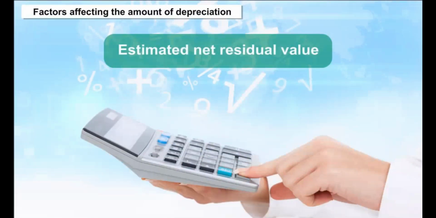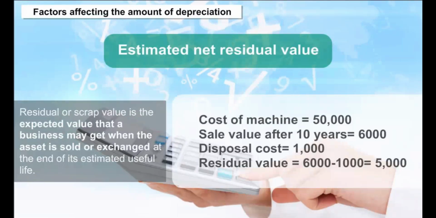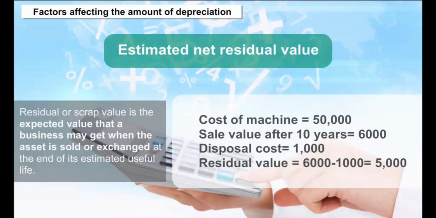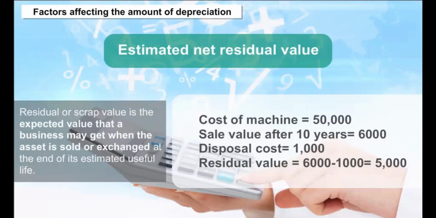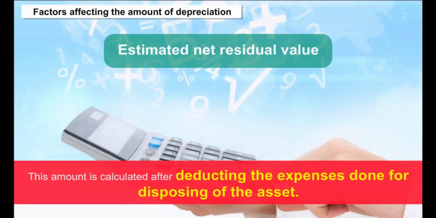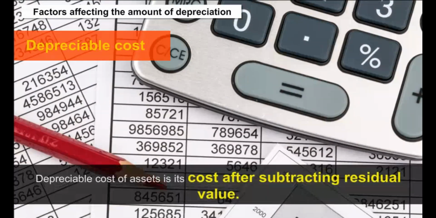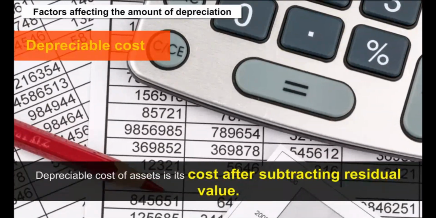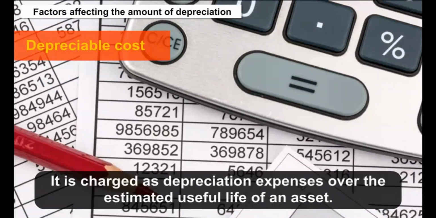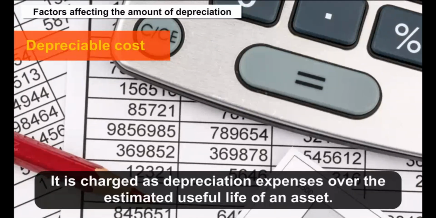Estimated net residual value. Residual or scrap value is the expected value that a business may get when the asset is sold or exchanged at the end of its estimated useful life. This amount is calculated after deducting the expenses done for disposing of the asset. Depreciable cost. Depreciable cost of assets is its cost after subtracting residual value. It is charged as depreciation expenses over the estimated useful life of an asset.